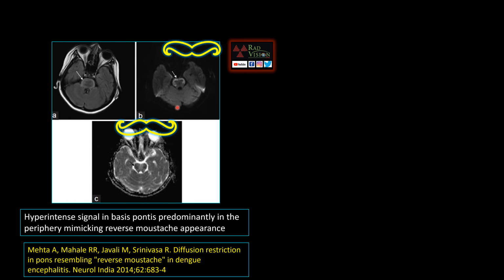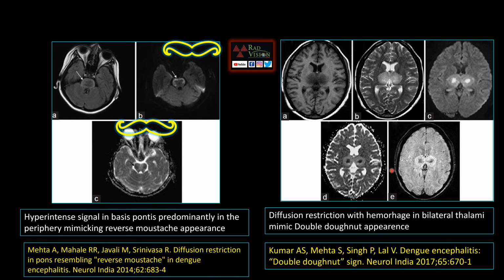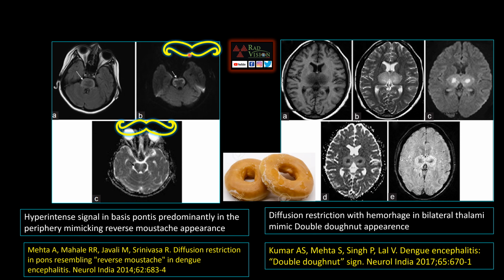So this is a case of dengue, and thanks to Dr. Mehta, where you can see in this journal there is a classical reverse mustache sign or appearance in dengue. And also remember, there is another appearance in dengue where you can see restricted diffusion noted in the bilateral thalami with hemorrhage. This typically resembles the double doughnut appearance. So remember, reverse mustache appearance and double doughnut appearance are both seen in dengue.